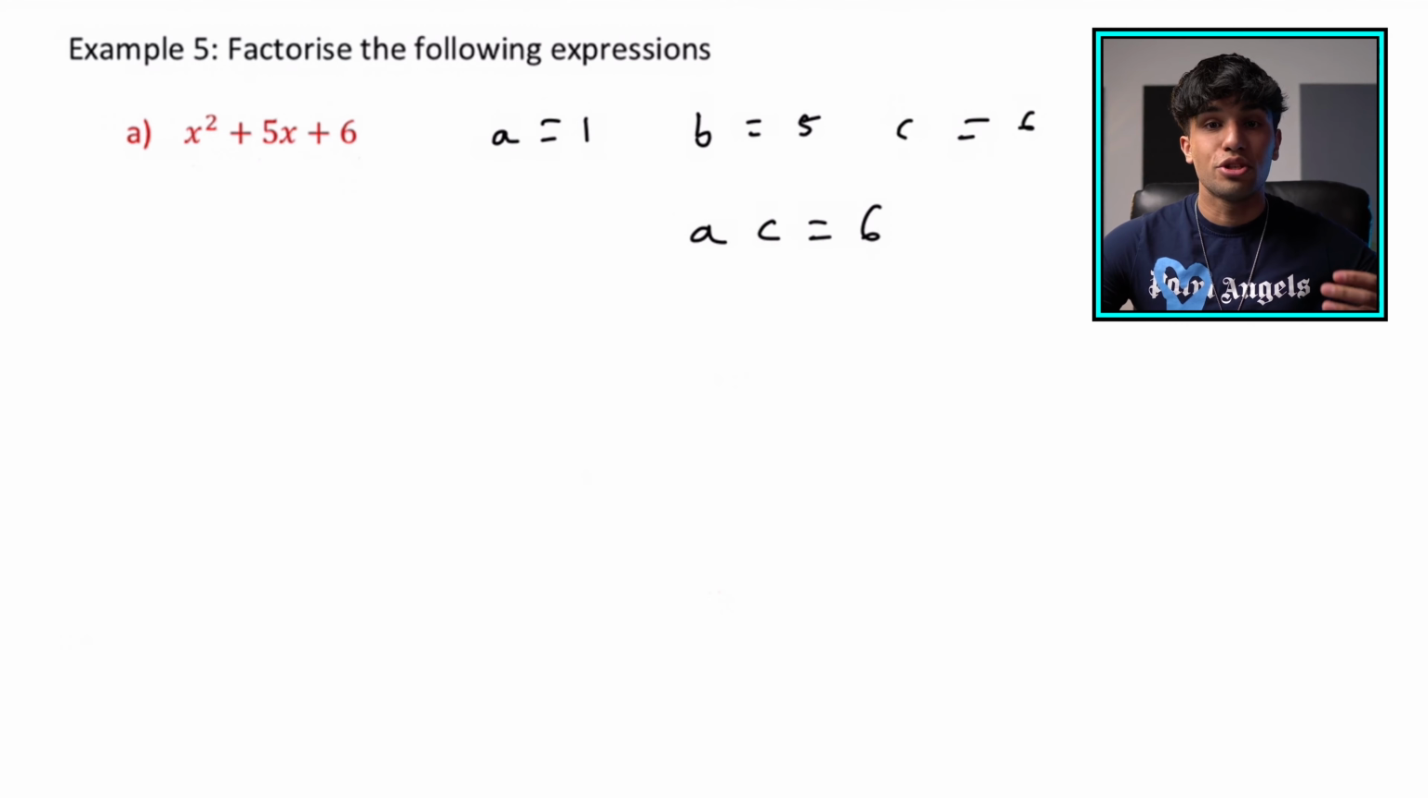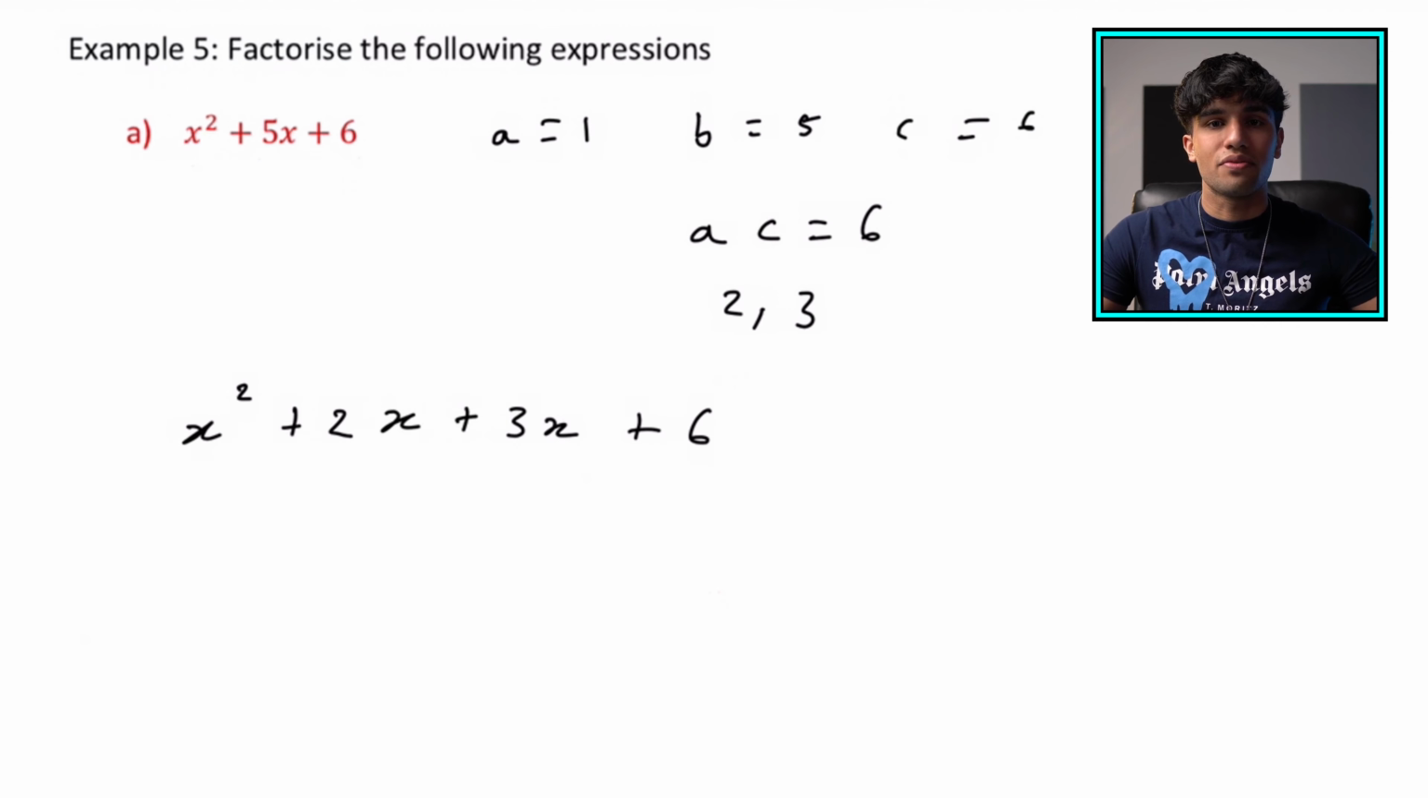Now we need to find two numbers that will multiply to get 6 and add to get our B term, which is 5. In this case, we get 2 and 3, since 2 times 3 equals 6, and 2 plus 3 is equal to 5. Now our next step is to replace our B term with our two new factors that we've just found. So by getting rid of our 5x, we can replace that with 2x plus 3x.